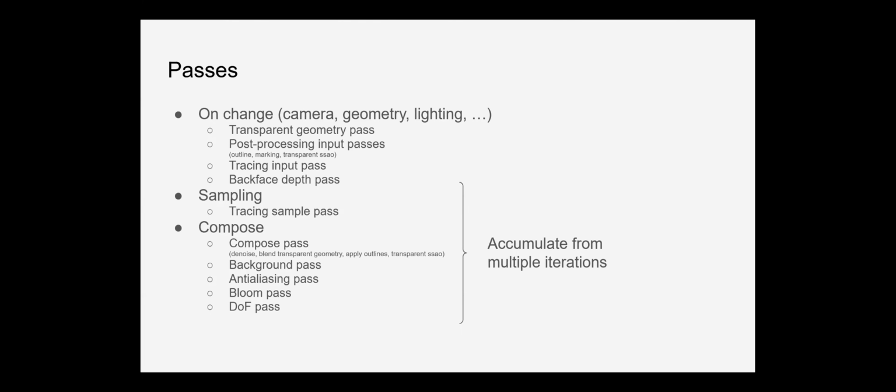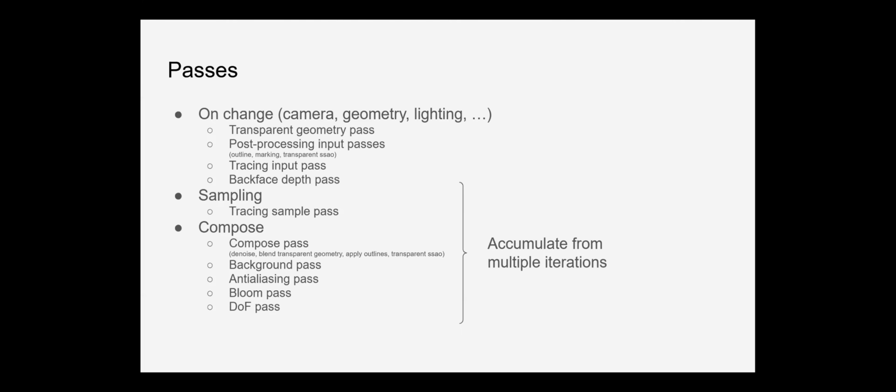We do a transparent geometry pass, because we don't do the SSGI for transparent objects yet. Then we have some post-processing input passes: outline, and some transparent ambient occlusion. Then we have the input for the actual tracing, and part of that is also getting the depths of the back faces, which I'll talk about more later. That's the input we compute once there's any change.